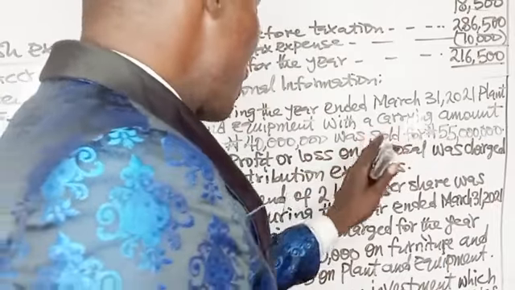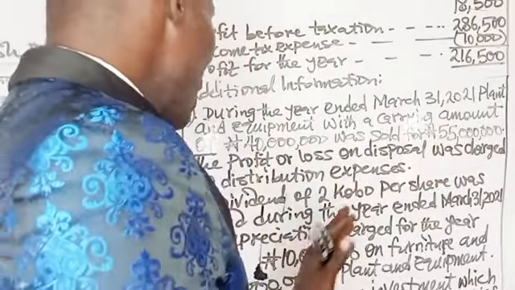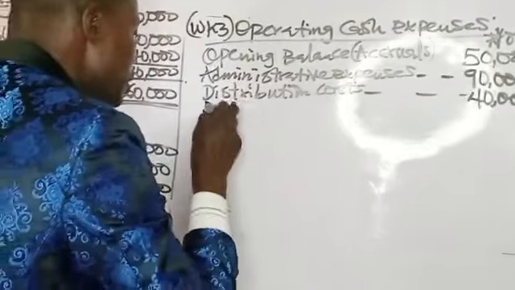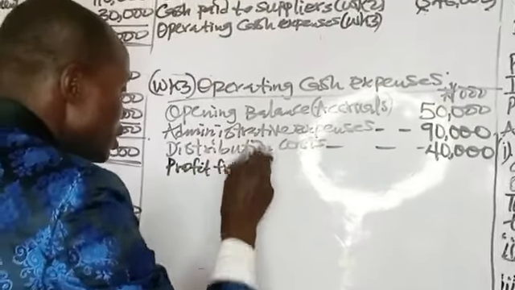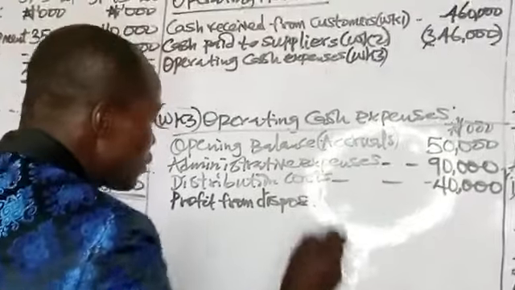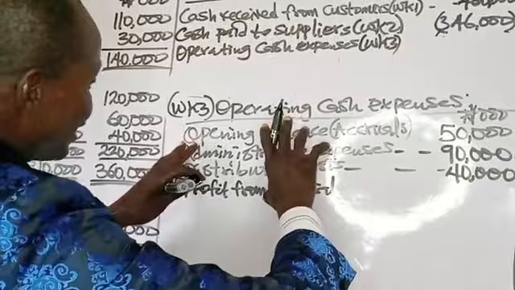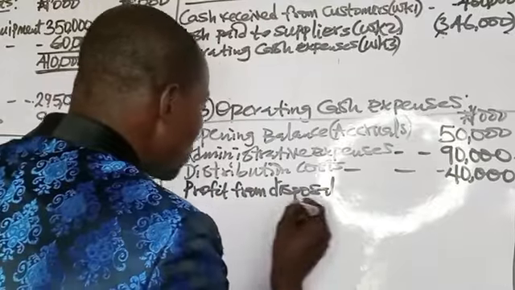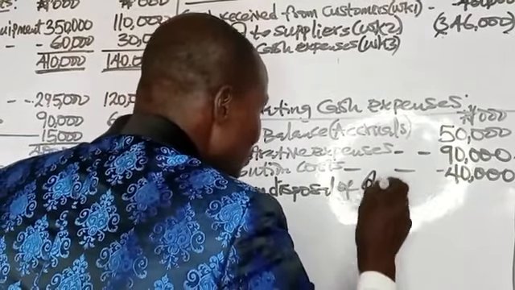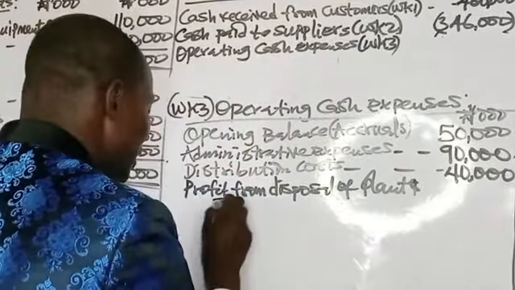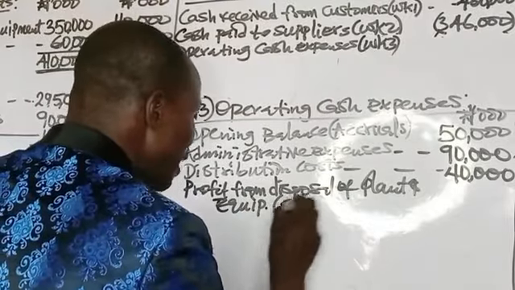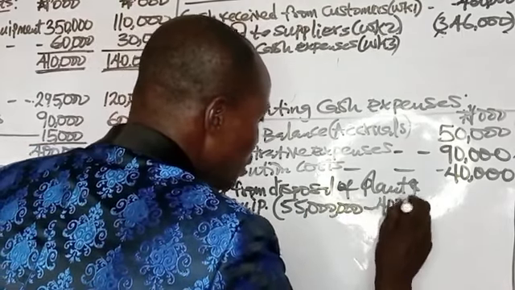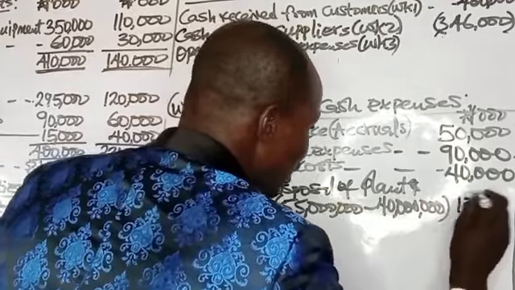Remember, now you are having profit from disposal, which is 55 million minus 40 million. We have 15 million profit from disposal. Profit or loss follows accrual basis. Remember, you are converting from accrual to cash. So those accrual items, you will need to eliminate. Profit from disposal of plant and equipment: proceed 55 million, carrying amount 40 million, you have the profit of 15 million.